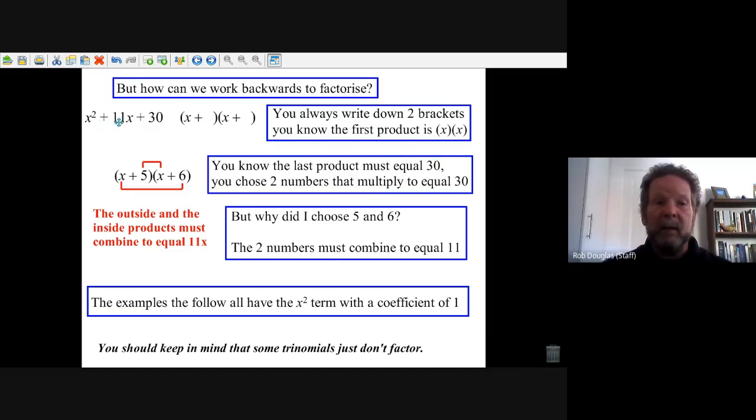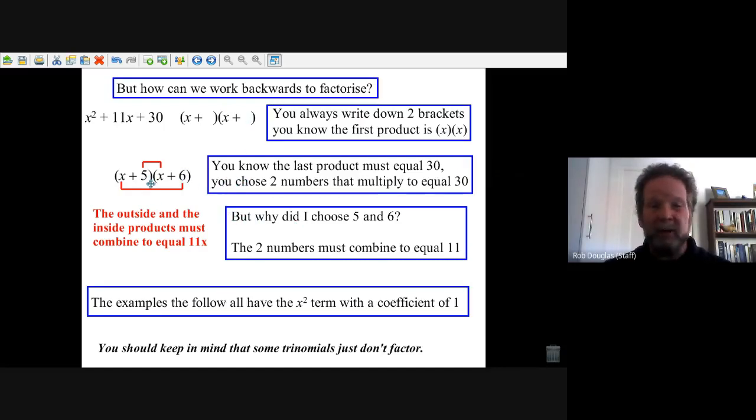So say you have x squared plus 11x plus 30. Well, the first product is x squared. So you always write down 2 brackets. And if it's just x squared, if there's no number in front of the x squared, just a 1, then you know it's got to be x and x. So you just write x and x. If it's a positive number, it must be a plus and a plus. Now you know that these 2 numbers you put in here have to multiply to equal 30. So you just pick 2 numbers that multiply to equal 30. It could be 1 and 30, it could be 3 and 10, but you know to choose 5 and 6.